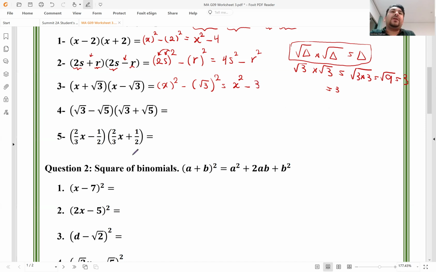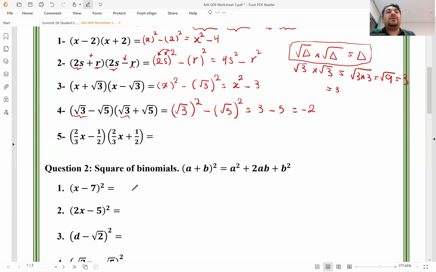Question 4. Again, the brackets are the conjugate of each other, one with plus, one with minus. The terms are completely the same, so you can say that it is a conjugate product. So that would be the first term powered by 2, so we write radical 3 powered by 2 subtracted by radical 5 powered by 2. Radical 3 powered by 2, as I explained previously, is 3, minus radical 5 powered by 2 is 5. Therefore, 3 minus 5 is negative 2.